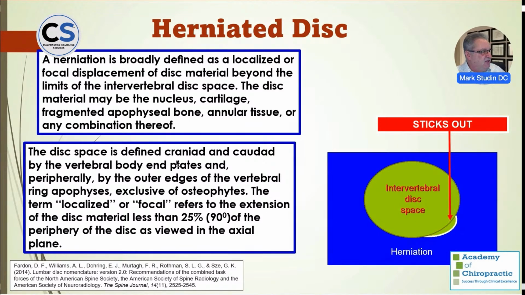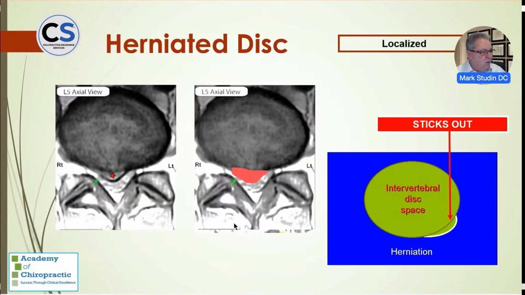The disc space is defined craniate to caudate, above or below the vertebral body, the end plates, and preferably by the outer edges. So when you get to focal or broad based, I'm not going to read this, I'm going to show you pictorially. So when we look at a herniation, you see we showed you before it was straight across, that was a bulge. This is sticking out. And I've gone through the effort of colorizing the actual lesion for you, showing you in this case, it's in the cauda equina.